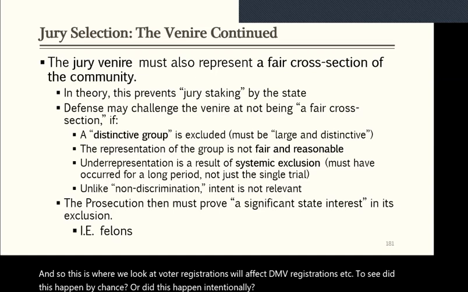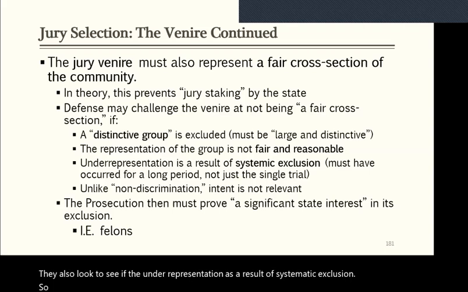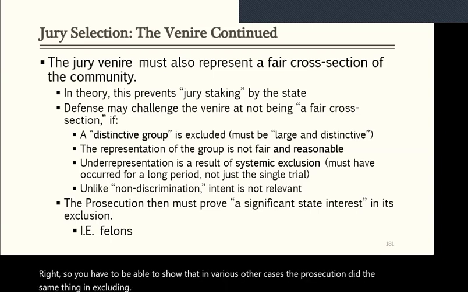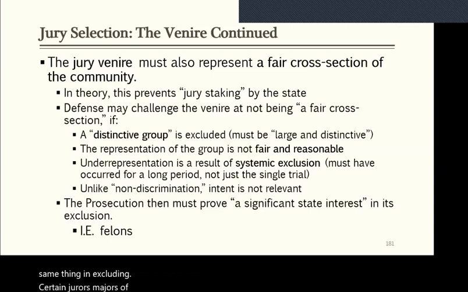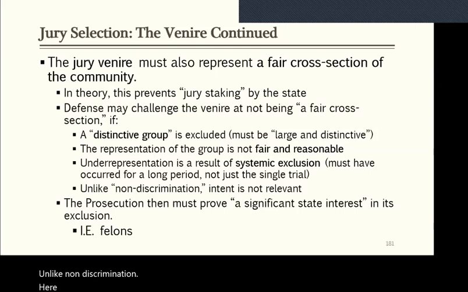We also look to see if the underrepresentation is a result of systematic exclusion. Okay? So this must have occurred for a long period, not just the single trial. Right? So you have to be able to show that in various other cases, the prosecution did the same thing in excluding certain jurors, maybe jurors of color, jurors of certain sexual orientations, what have you, from their venires. Right? And if you can show that, then you can show that, generally speaking, there's probably systematic exclusion.